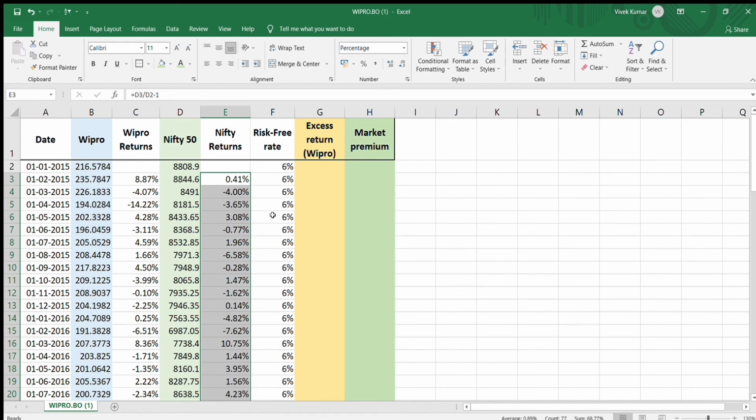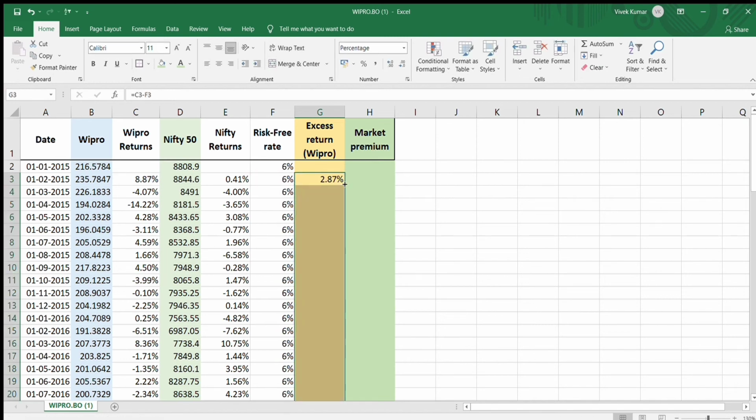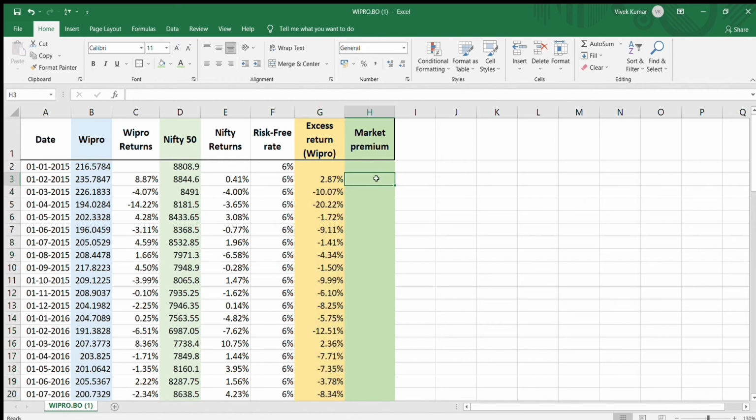Now we need to calculate the excess return for Wipro using this risk-free rate. It can be calculated as Wipro's return minus the risk-free rate, and then drag this down. The market premium is nothing but the market return minus the risk-free rate. We will get our returns.